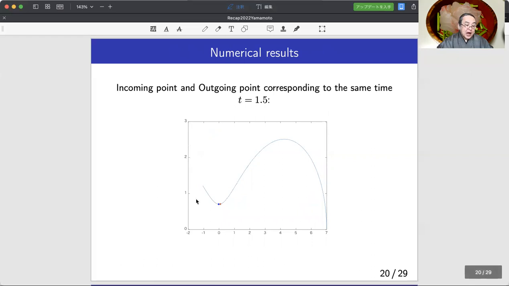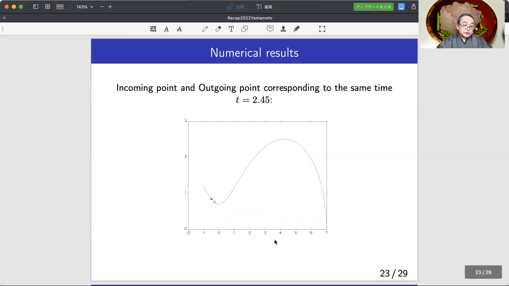In order to see how incoming points and outgoing points move apart, we plot them for the same time step. This is an incoming point and outgoing point corresponding to the same time t equals 1.5. Okay, they are very close. This is for t equals 1.95. So close. This is t equals 2.2. Still close.